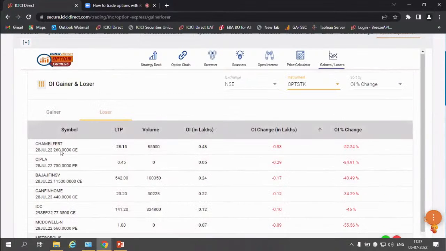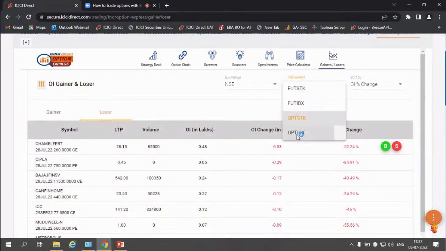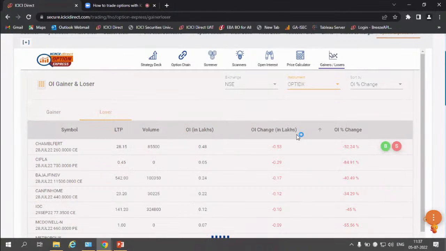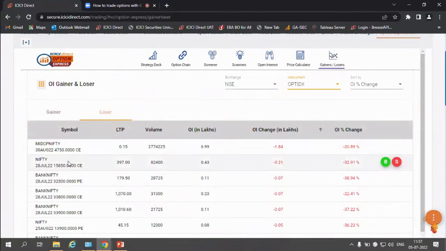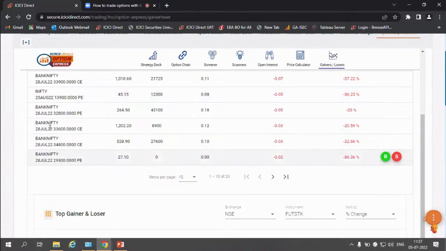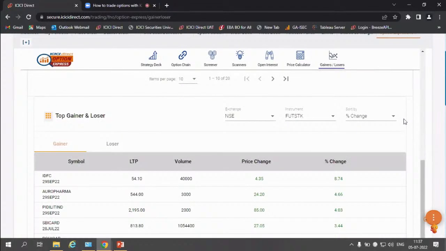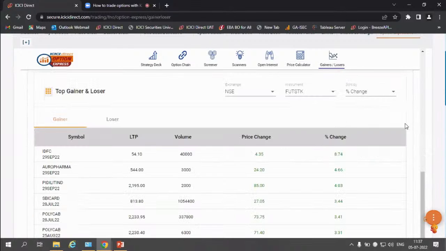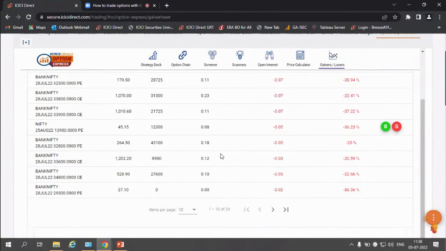It will give you the example of the strike prices, and then the option index, again Nifty and Bank Nifty, mid cap Nifty, all. I mean, you will be able to trade and play with this directly from that.